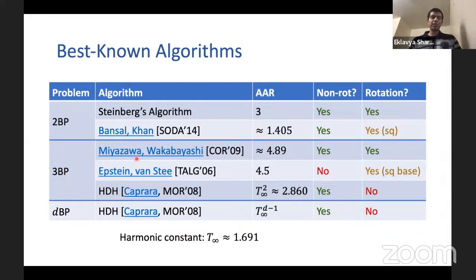Okay. In 3 dimensions, Miyazawa and Wakabayashi gave a 4.89 approximation algorithm that works for both the non-rotational and rotational version.